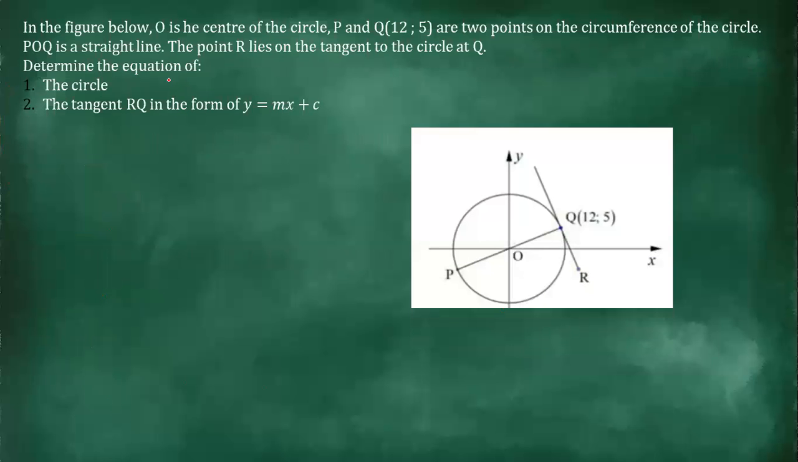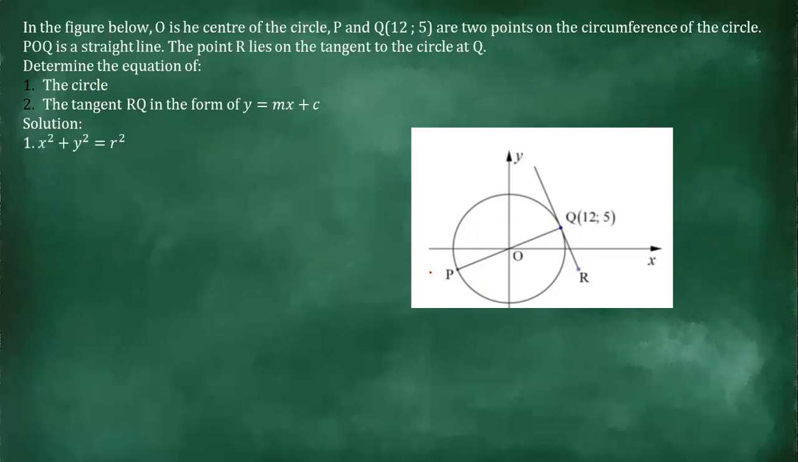In the diagram below, O is the center of a circle. P and Q, (12, 5), are points on the circumference of the circle. POQ is a straight line. The point R lies on the tangent to the circle at Q. Determine the equation of the circle.